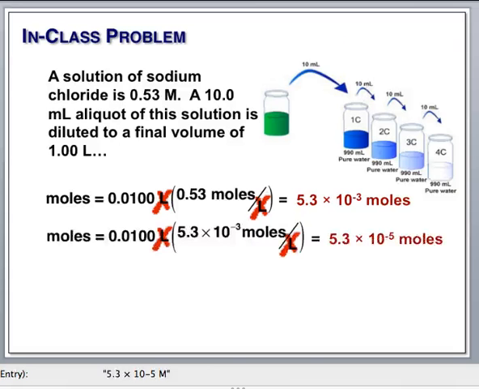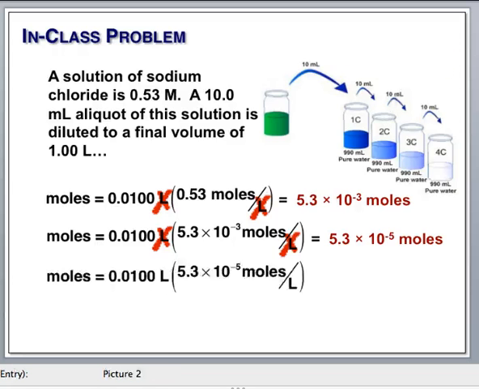For our second step, we have 10 mL and 5.3 times 10 to the minus 3 moles per liter. The liters cancel, and we have 5.3 times 10 to the minus 5 moles in 1 liter. That's our concentration for our third step now. Again, 10 mL, 5.3 times 10 to the minus 5. We're at 10 to the minus 7 moles.